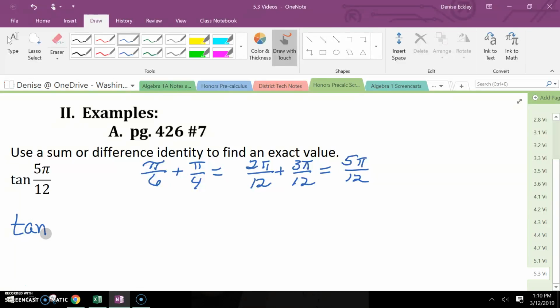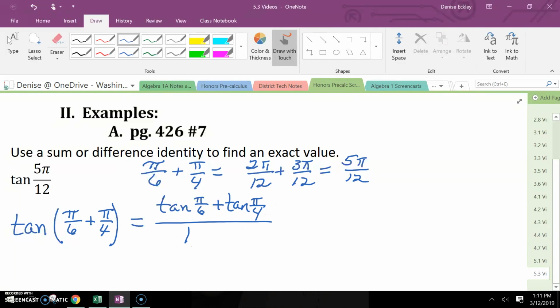So I'm going to do tangent of pi over 6 plus pi over 4. And using my tangent identity, this becomes tangent of pi over 6 plus tangent of pi over 4, all divided by 1 minus tangent of pi over 6 times tangent of pi over 4. Now I just have to use my unit circle values and simplify this.